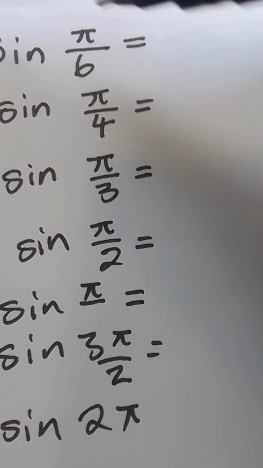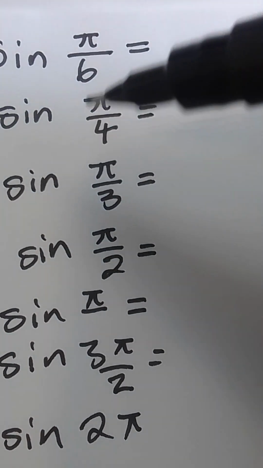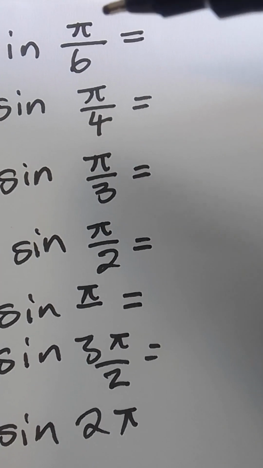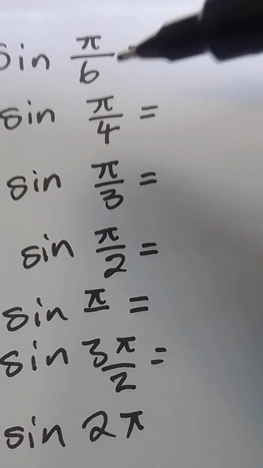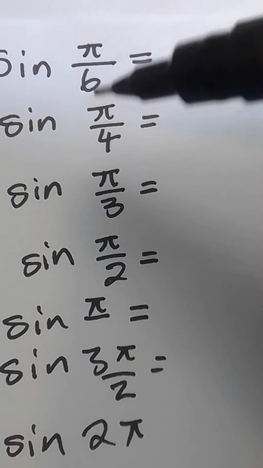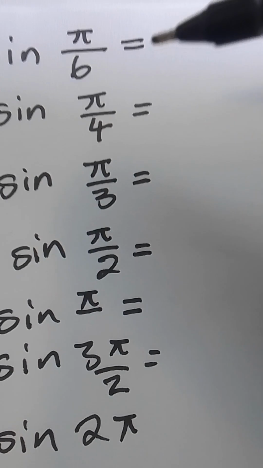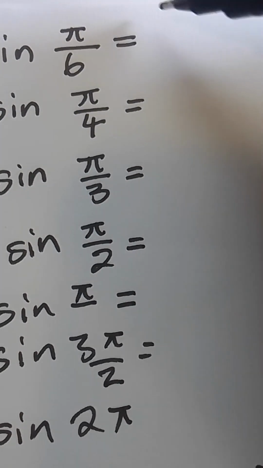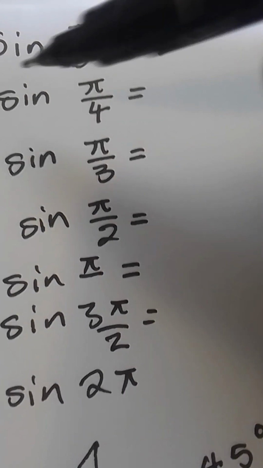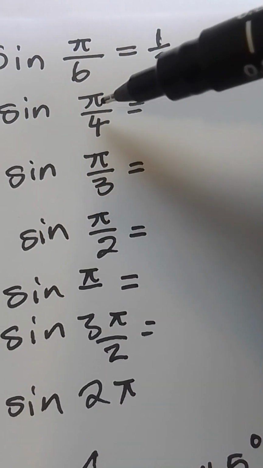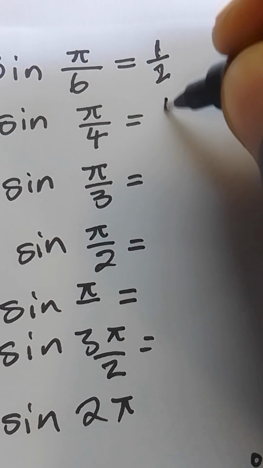Sine pi by 6. Pi by 6 exists in the triangle that has 1, a square root of 3, and a hypotenuse of 2. The opposite side, since it's sine, is the shorter side, since it's the smaller angle between this and pi by 3. Therefore, the shorter side should be 1, and the answer is 1 over 2. And then we have this. As soon as we see pi by 4, we know that the answer is 1 over square root of 2.